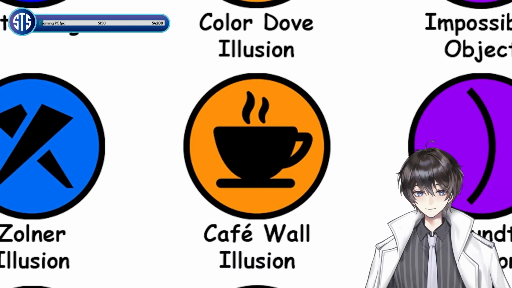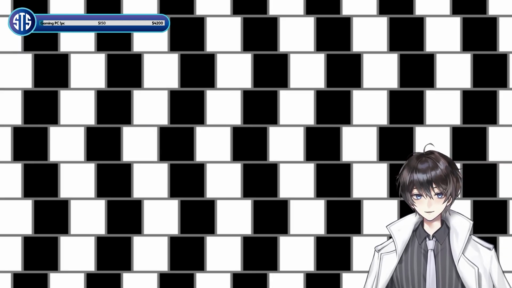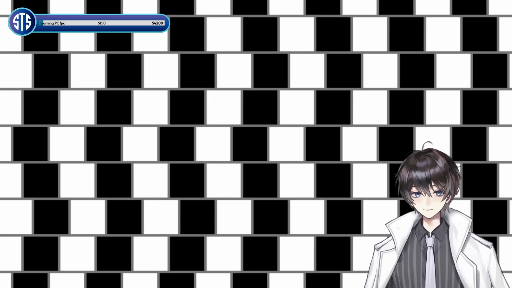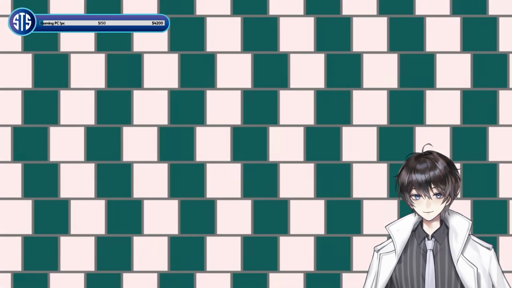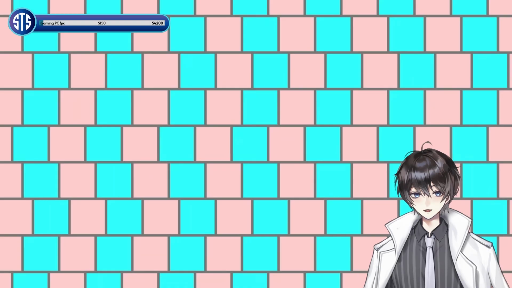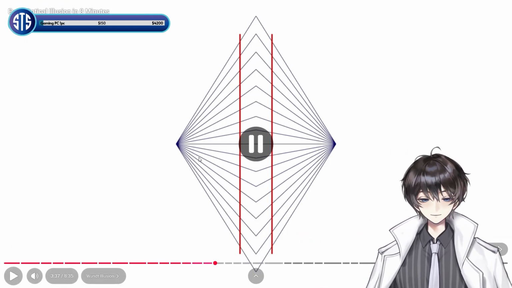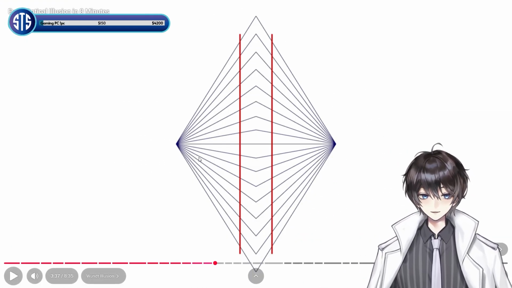Cafe wall illusion. These lines are actually parallel and straight. They appear sloped because white areas have an apparent greater size than black ones. This effect disappears when the colors are changed. There you go. I actually know about that illusion. It's actually very mind tripping.